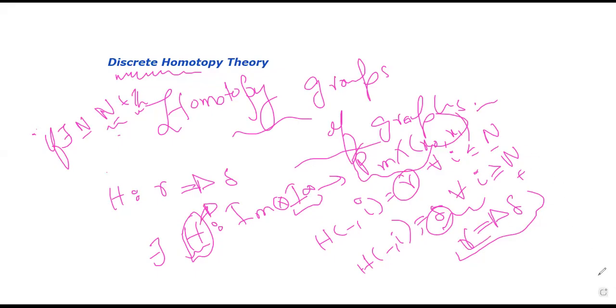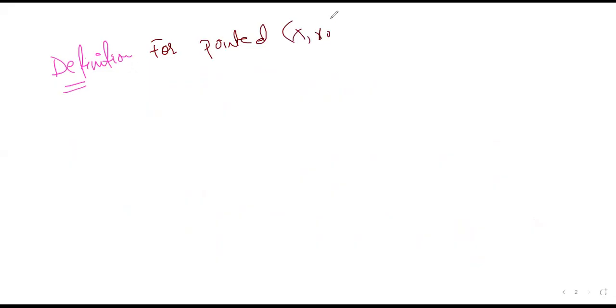So let's study the new definition in discrete homotopy theory. For a pointed graph (X, x naught), what is a pointed graph? We have x naught as the base point, and m belongs to the natural numbers union infinity, meaning m is either finite or infinite.